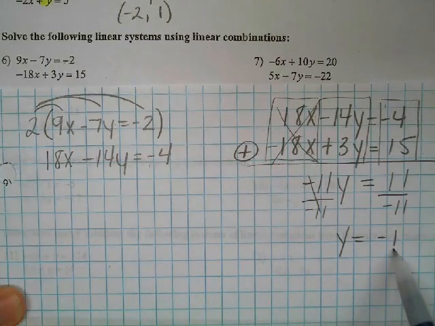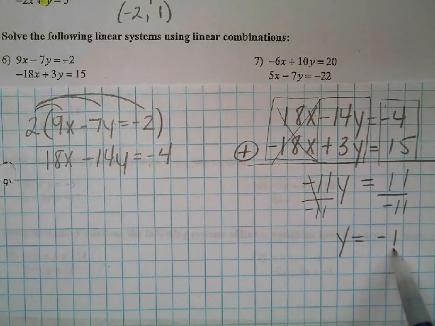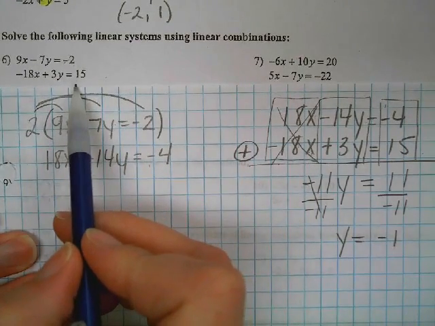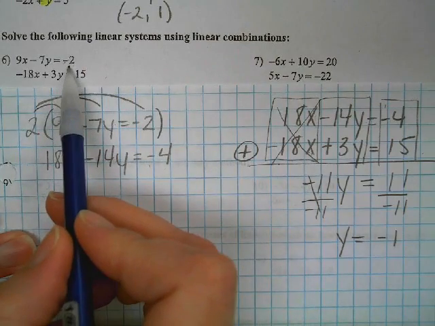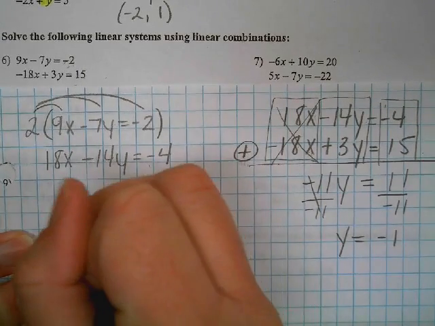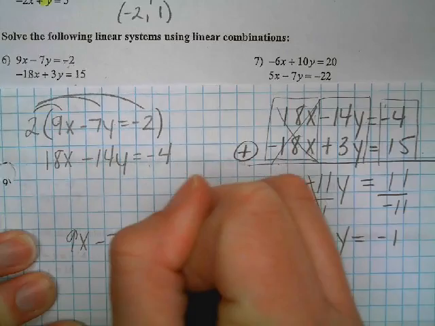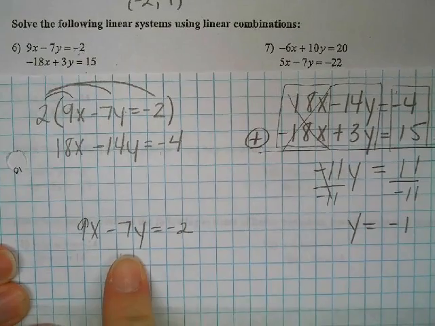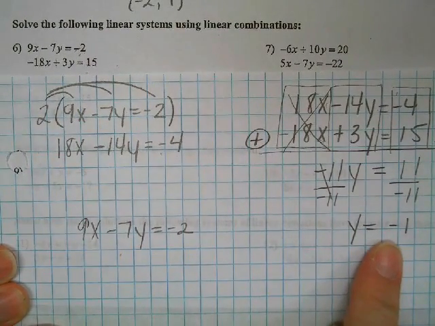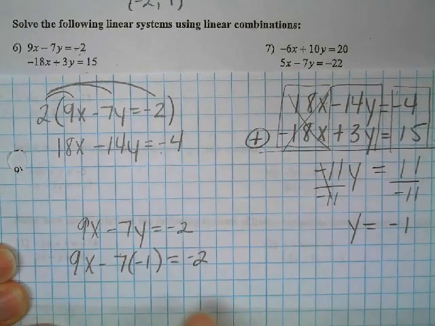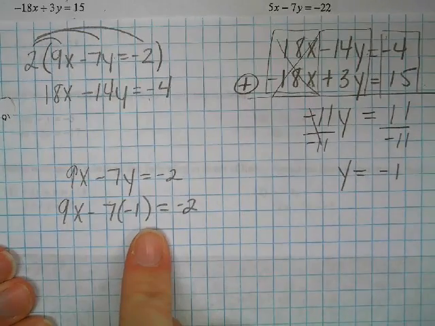Once you have y equals negative 1, you're going to have to substitute it in and get x. When you solve for x, you could pick either equation. You could pick 9x minus 7y equals negative 2, or you could pick negative 18x plus 3y equals 15. I always just pick the first one out of habit, but you'll get the correct x value either way. Since I know that y equals negative 1, I'm going to substitute that in for y, and I'm going to solve this equation for x.